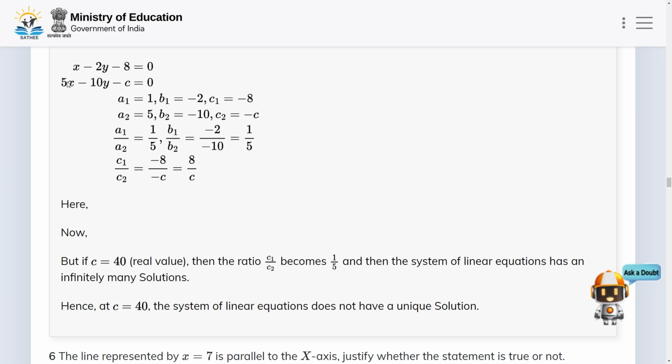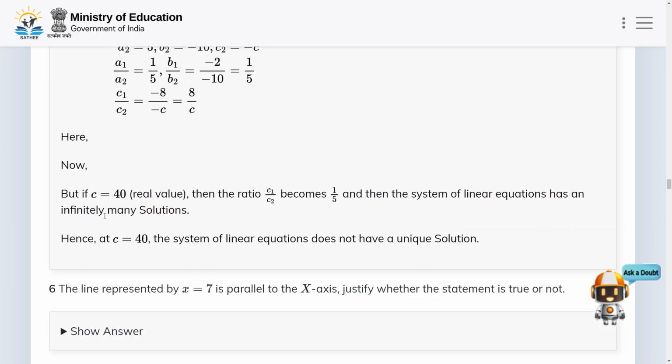So here a1 is equal to 1, b1 is equal to minus 2 and c1 is equal to minus 8, and a2 is equal to 5, b2 is equal to minus 10 and c2 is equal to minus c. So now a1 by a2 is equal to 1 by 5, b1 by b2 is equal to minus 2 by minus 10, which is equal to 1 by 5, and c1 by c2 is equal to minus 8 by minus c, that is equal to 8 by c. Okay, so a1 by a2 is 1 by 5, c1 by c2 is 8 by c, and b1 by b2 is 1 by 5. So now if c is equal to 40, then the value of c1 by c2 becomes 1 by 5. Then the system of linear equations has infinitely many solutions.